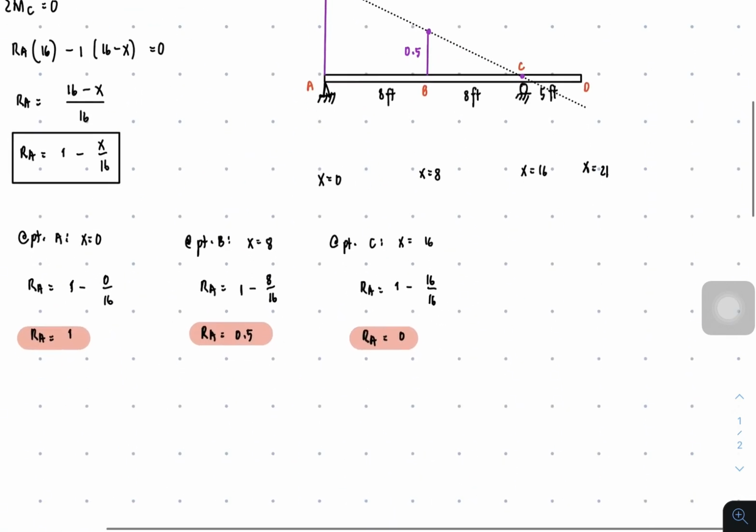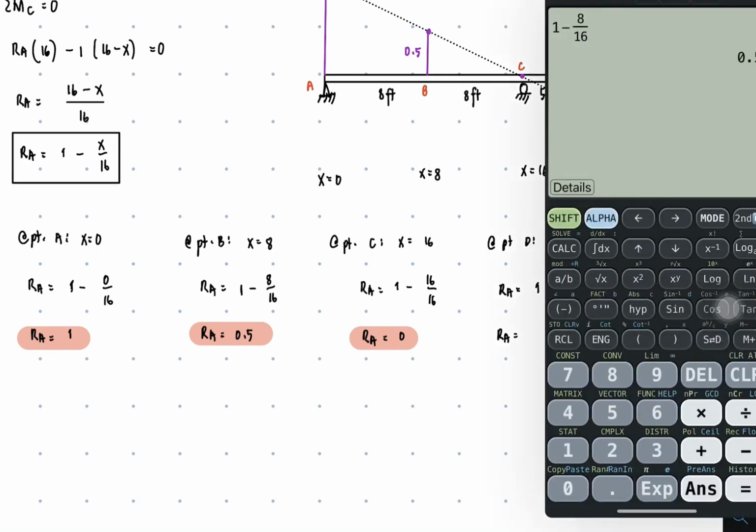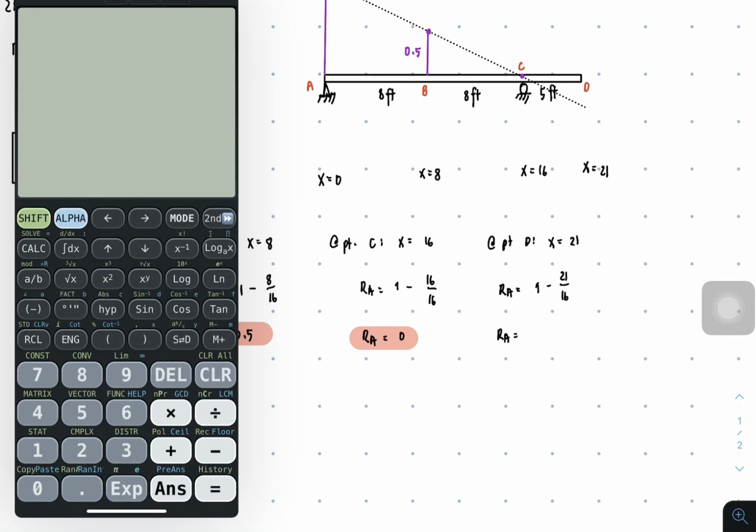And let us proceed to the next one. We are at point D. X is equal to 21. So RA is equal to 1 minus 21 over 16. Let's compute: 1 minus 21 over 16. That's negative 0.3125.